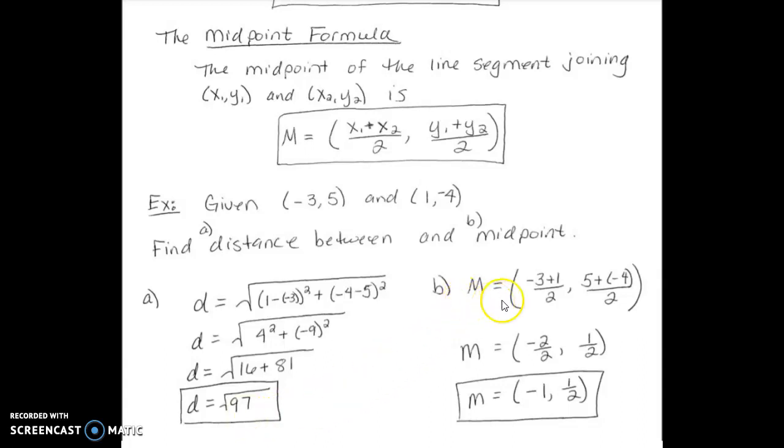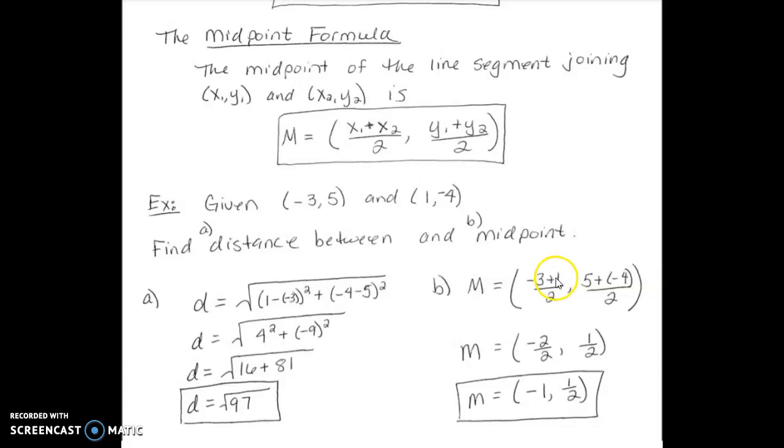To find the midpoint between the same two ordered pairs, we use the midpoint formula. So we're going to take the x value from our first point and add the x value from the second point and divide by 2 to get our x coordinate. And then take the y value from the first point, add the y value from the second point, and divide by 2 to get the y value.